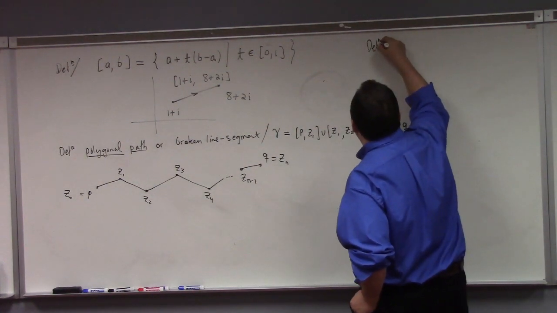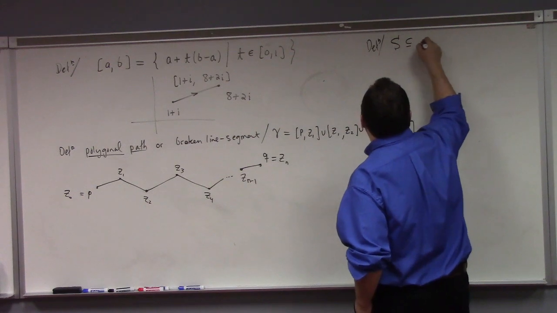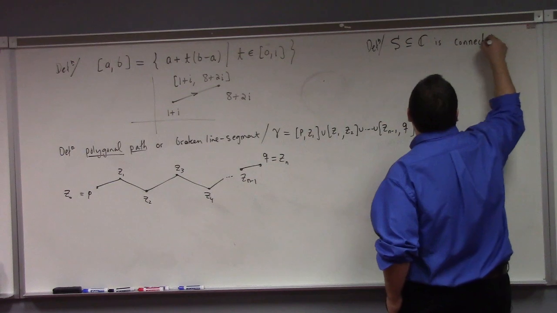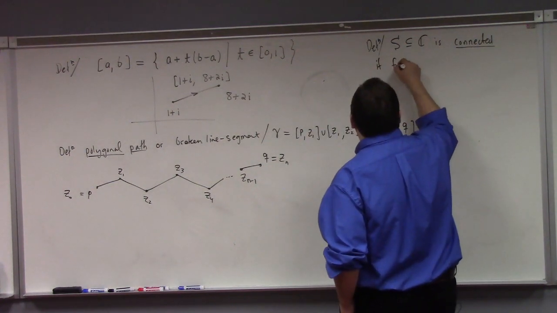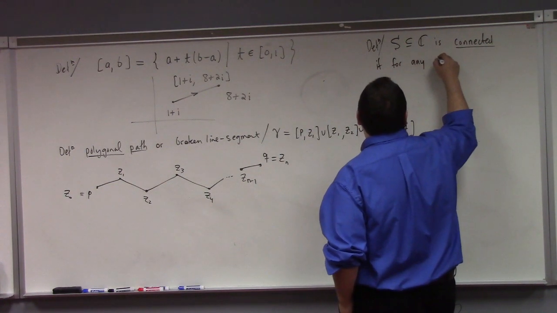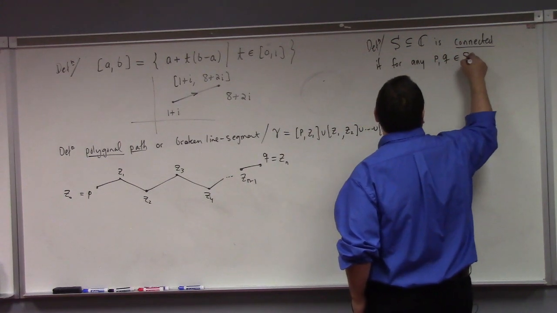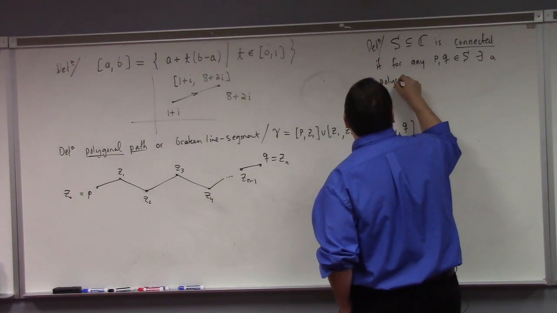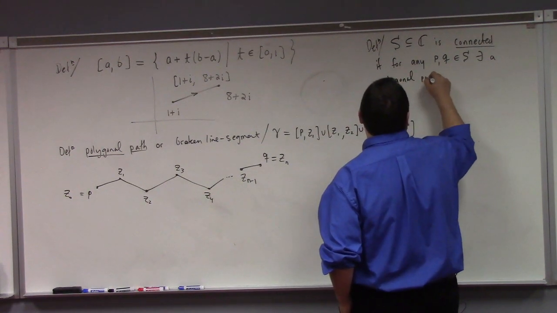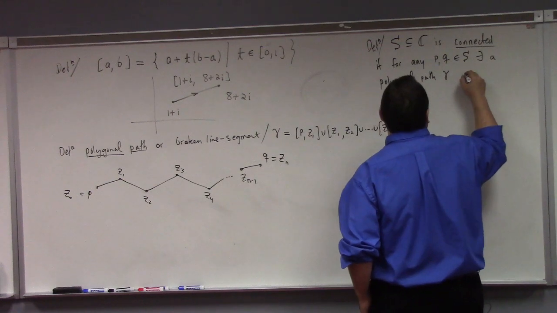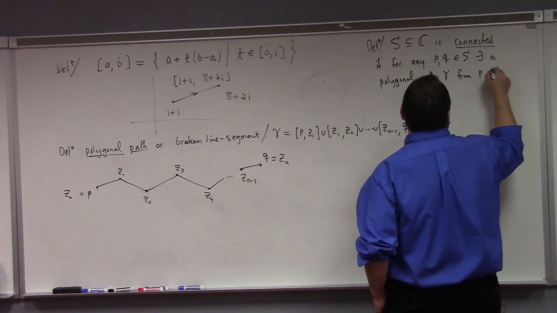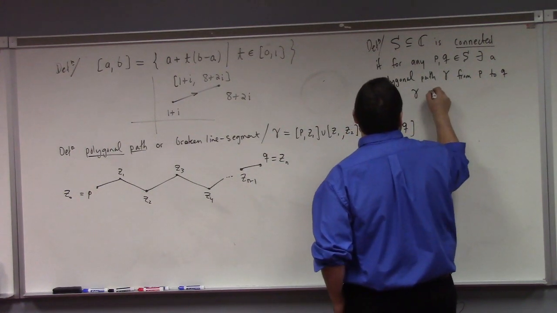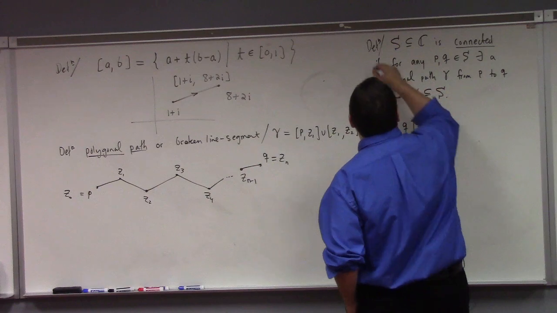Definition: S, a subset of the complex numbers, is connected if for any P, Q in S, there exists a polygonal path gamma from P to Q, where gamma is a subset of S, if you understand my meaning. All right.